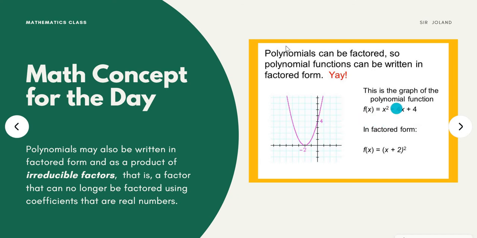So, example, dito sa ating picture na to, our polynomial function here is equal to x squared plus 4x plus 4. So, kapag pinactored form natin to, kukunin natin muna yung factors niya. What are the factors of x squared plus 4x plus 4? Ang factors niyan is x plus 2 times x plus 2. Or simply, you can write x plus 2 quantity squared.